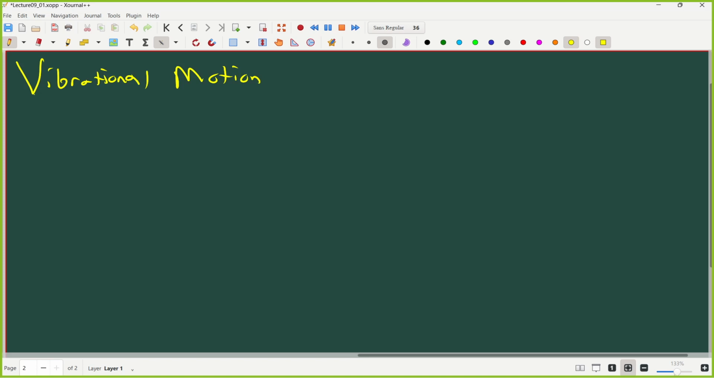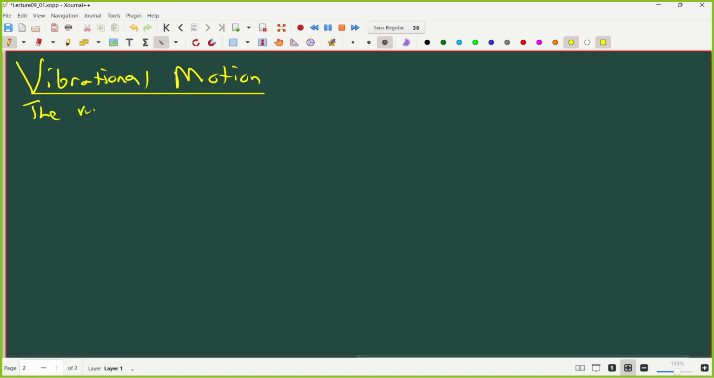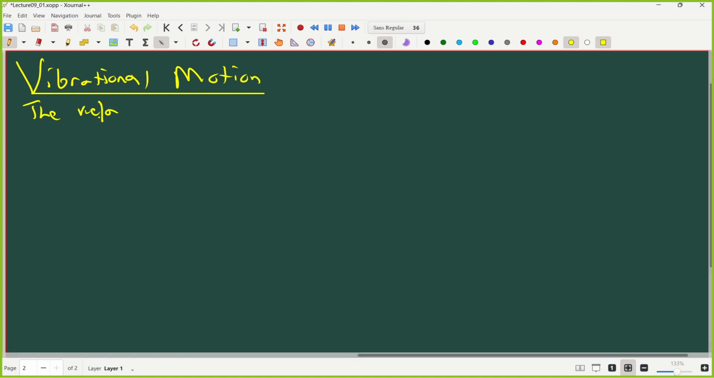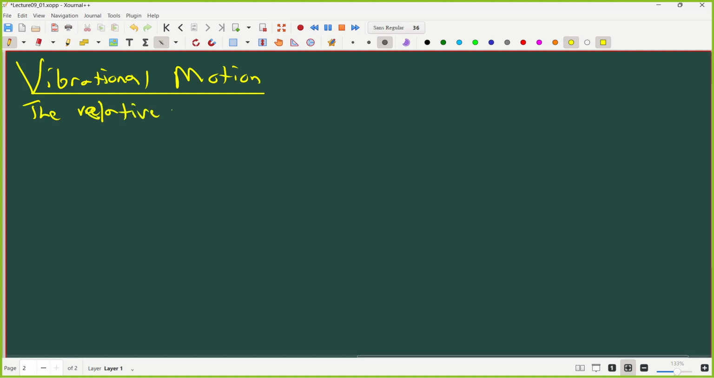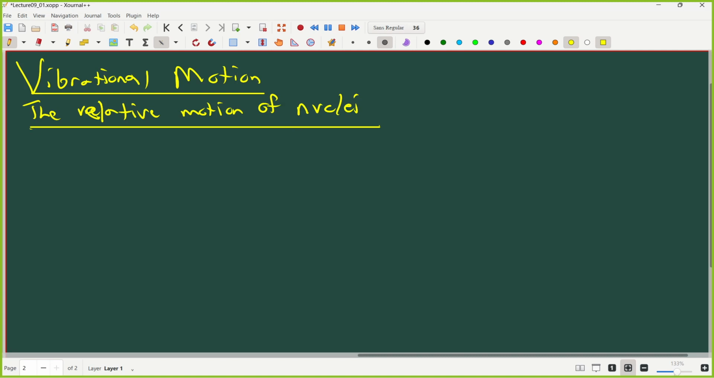And all vibrational motion is the relative motion of nuclei. Okay? The relative motion of nuclei. We're not even going to think about electrons. We're going to ignore electrons now. Think about the motion of the nuclei.